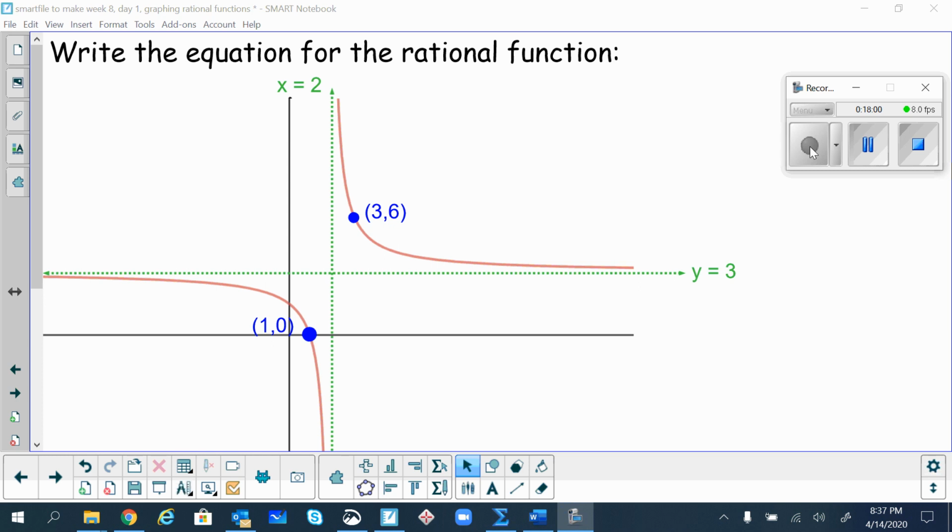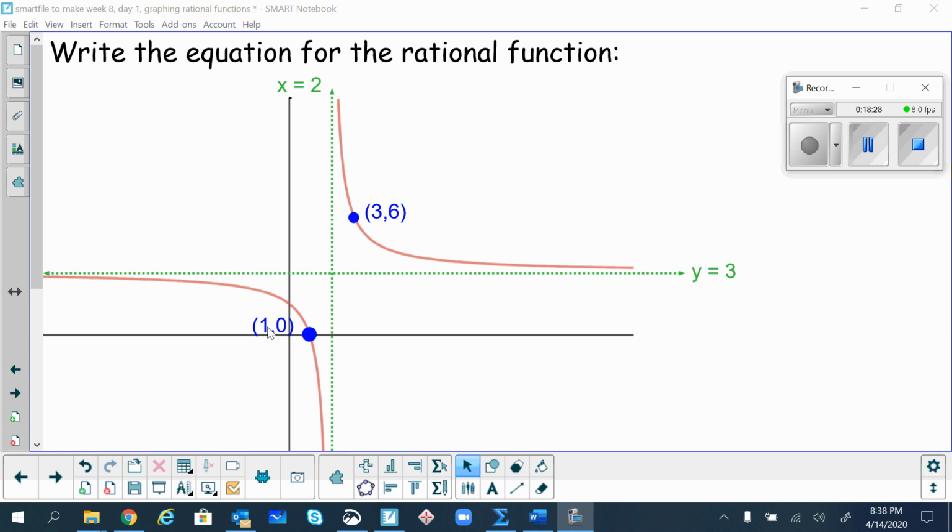Our next two examples, I'm going to give you the sketch of a graph for a rational function, and you're going to write the equations. Notice you can read the asymptotes, the horizontal asymptote and the vertical asymptote, and you have these two exact points. So your strategy for writing the equation will be the first step is to figure out which parent function this is. Is this 1 over x or 1 over x squared?